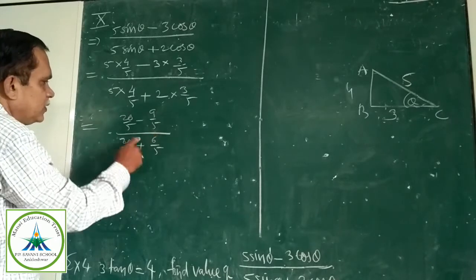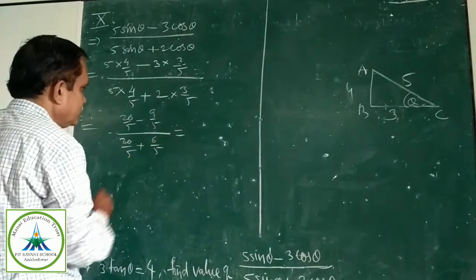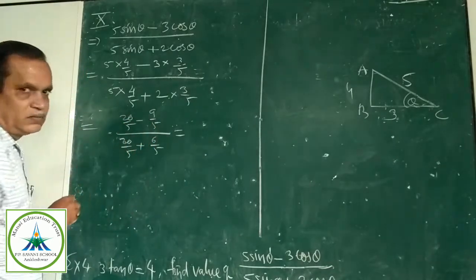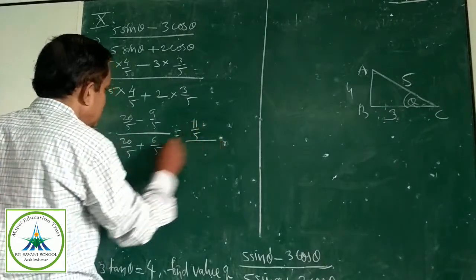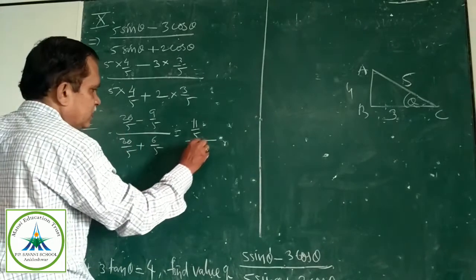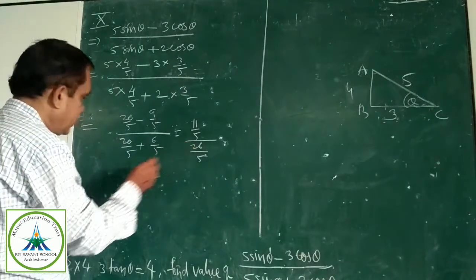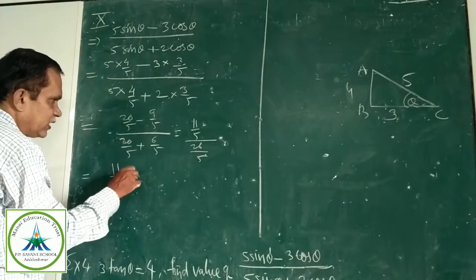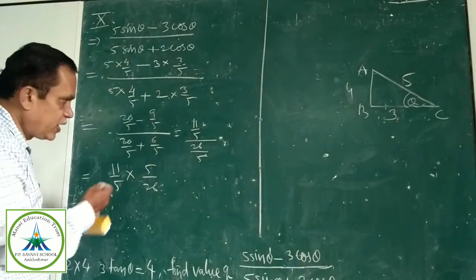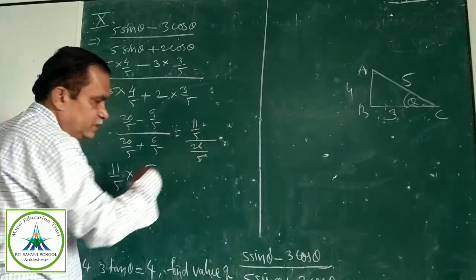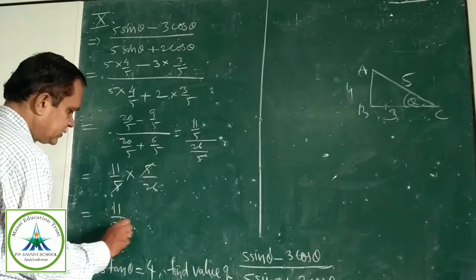3 twos are 6 upon 5. See, the denominator is the same, so I can write directly 20 minus 9, 11 upon 5, and 20 plus 6, 26 upon 5. You know, you are in class 10, this is to be taken as a reciprocal. No need to write this, students cancel directly. So we got 11 upon 26.